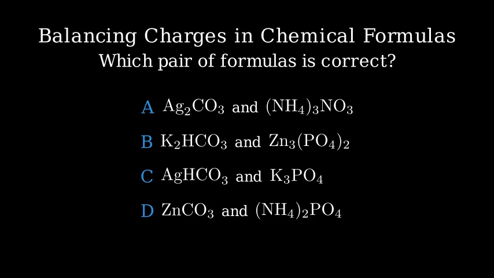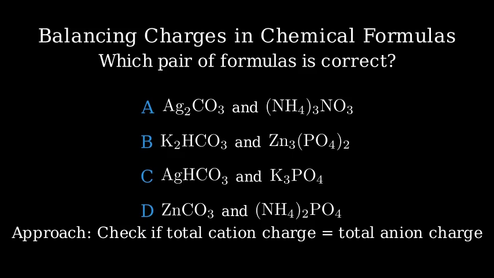To solve this problem, we need to check if the positive charges from the cations balance the negative charges from the anions in each formula. To determine if a chemical formula is correct, we need to make sure that the total positive charge from cations equals the total negative charge from anions. In other words, the sum of all charges must be zero.